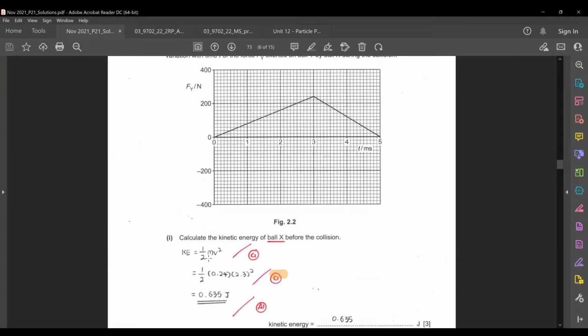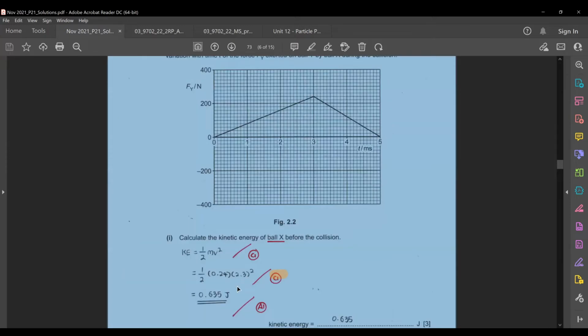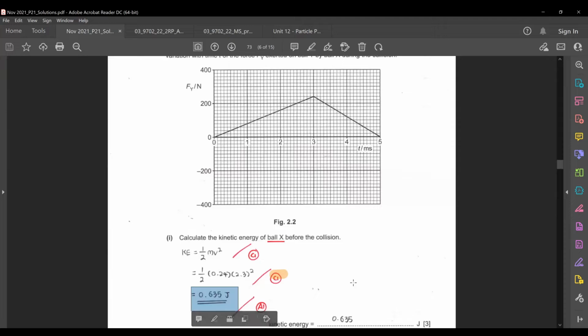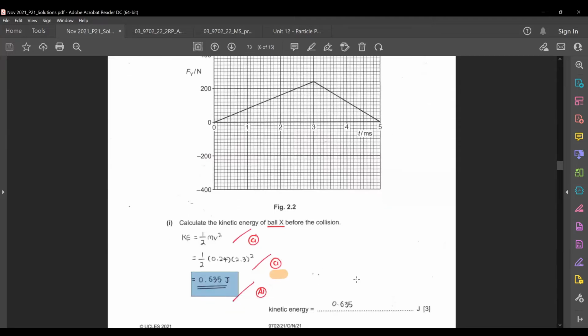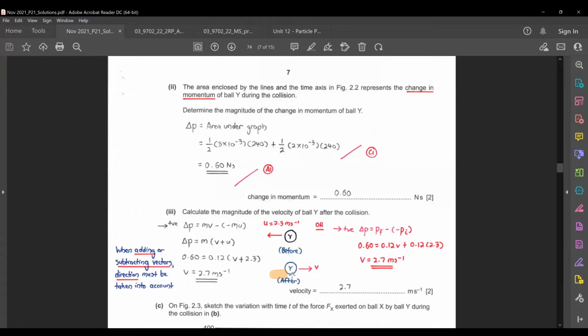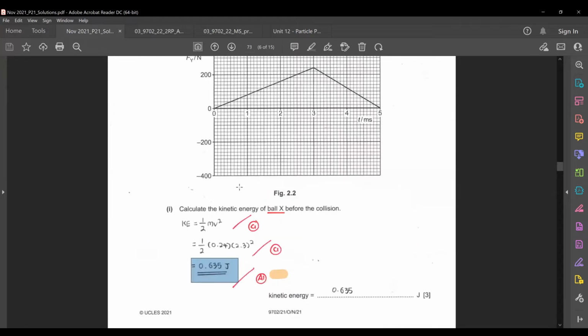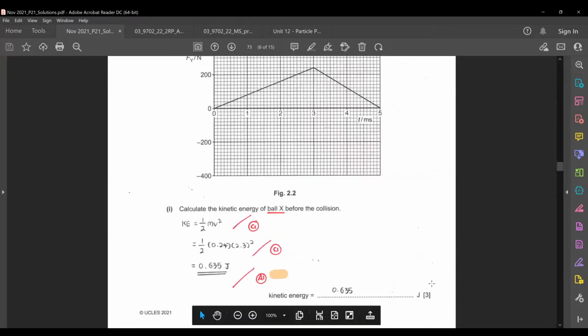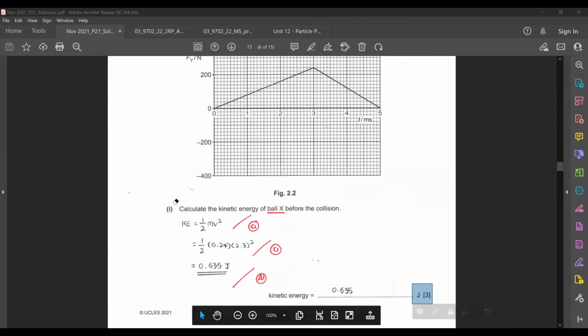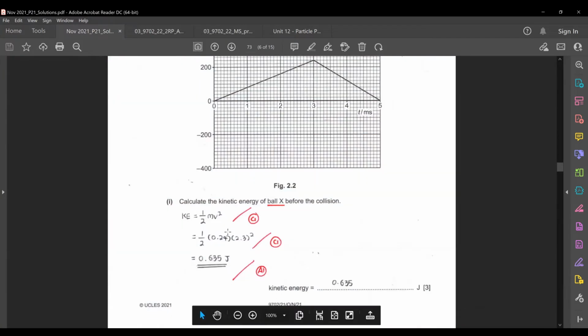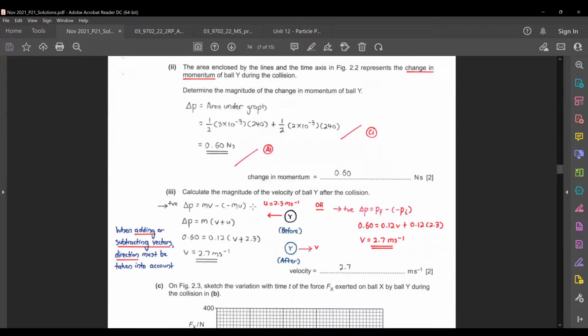Your KE is going to be half mv squared, which is half times 0.24 times 2.3 squared. You're going to get the answer as 0.635 joules. So this one, no issues. Just by doing this, you're already going to get 3 marks. Then we go to the next part of the question.